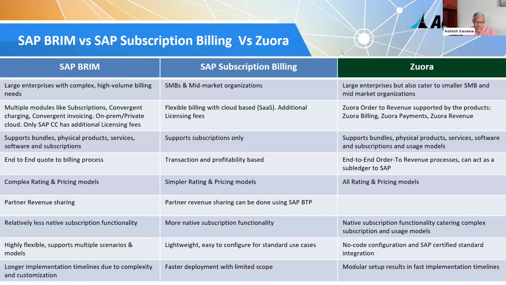Similarly, Zuora does subscriptions, but using the BTP integration tool, an agent which is being built, you can do the end-to-end bundle products processes as well. BRIM is an end-to-end solution, from quoting to the billing process. Subscription billing is primarily for subscriptions and billing, of course. And Zuora is primarily from order to revenue processes.